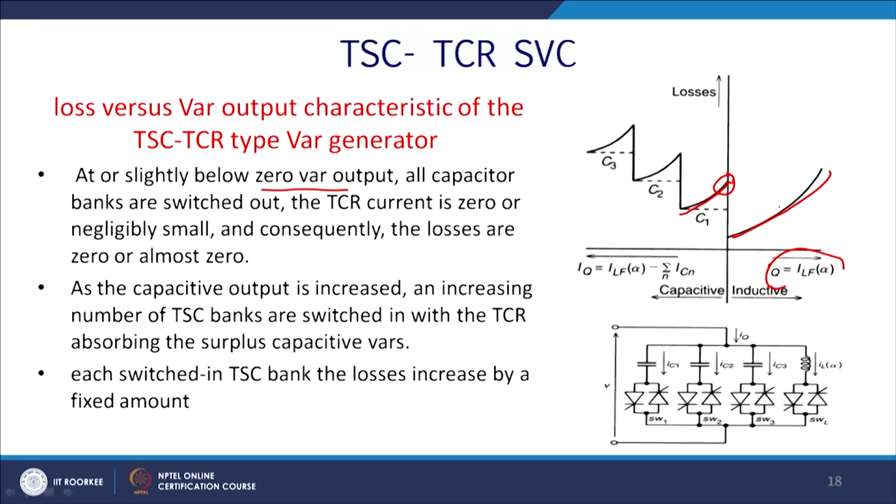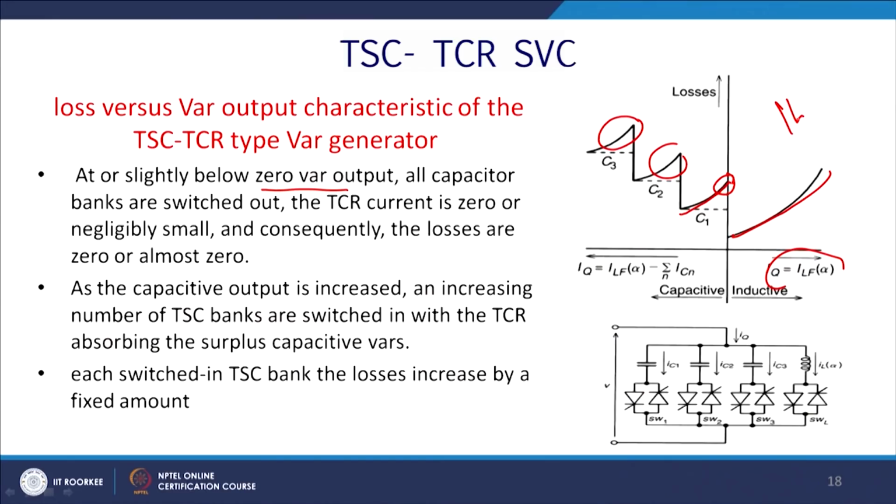So, this kind of graph is prevailing. The more you increase the current, the more losses you will have. Each switched TSC bank's losses increase by a fixed amount with the transient phenomena, and the same way for the TCR as alpha increases. Since you know the drop across the thyristor is constant, multiplied by current it will give you the loss. If it is 1 volt drop across the thyristor, multiplied by 1000 ampere of current, you get 1 kilowatt of losses across each of the thyristors.